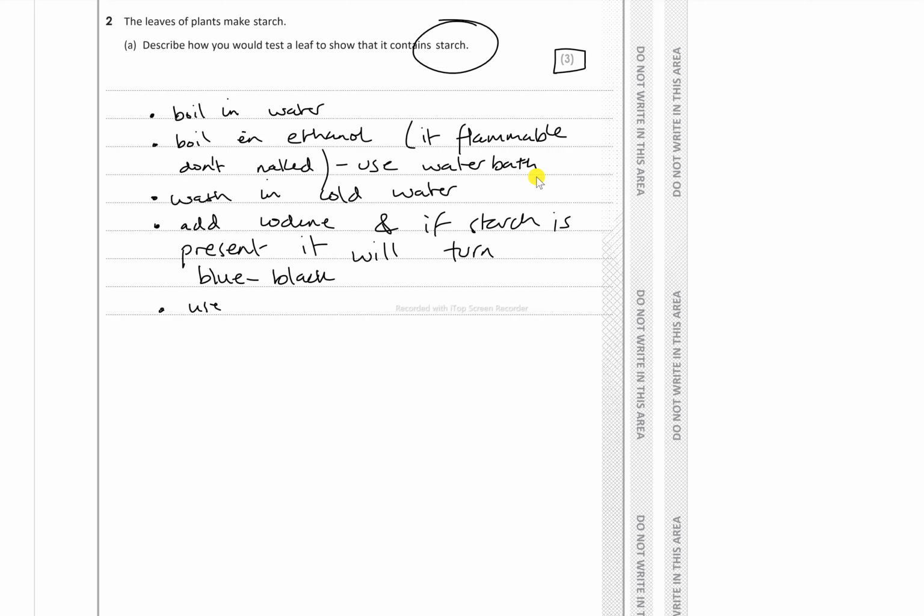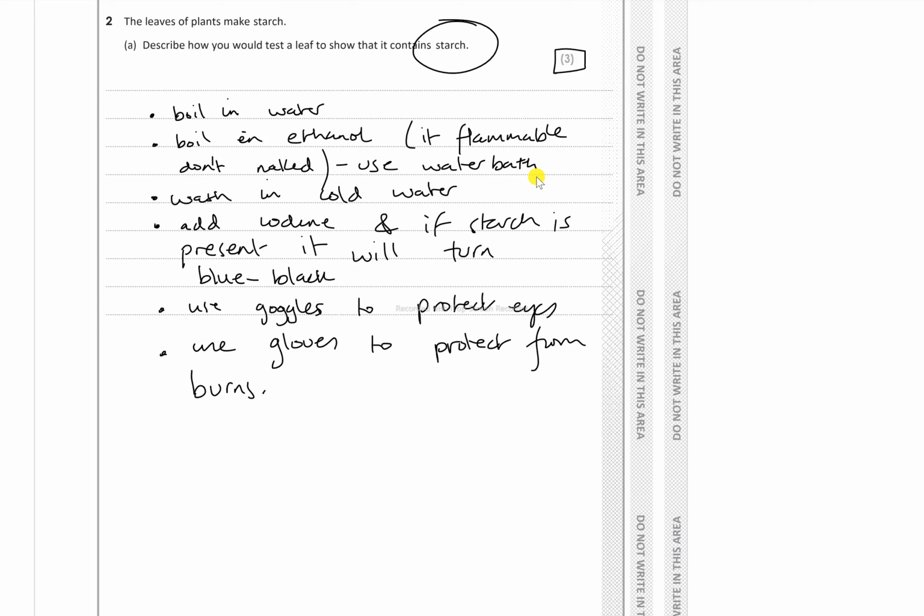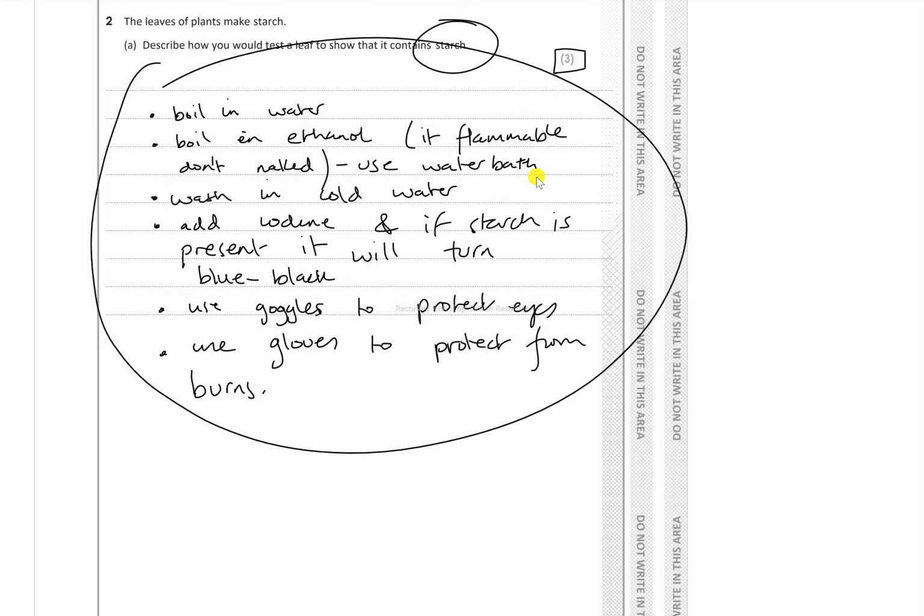Use goggles to protect eyes. And then you can say use tongs or gloves, so you don't get burnt. Use gloves to protect from burns. Look, listen to what I'm saying. Put all this in. That's more like a 6 marker, but if you can learn it all, they're not gonna mark you down.